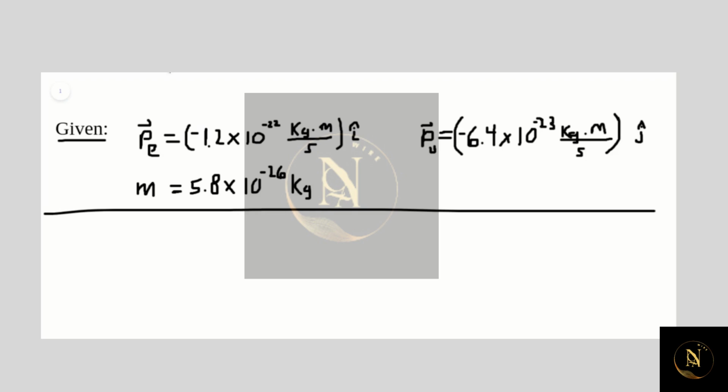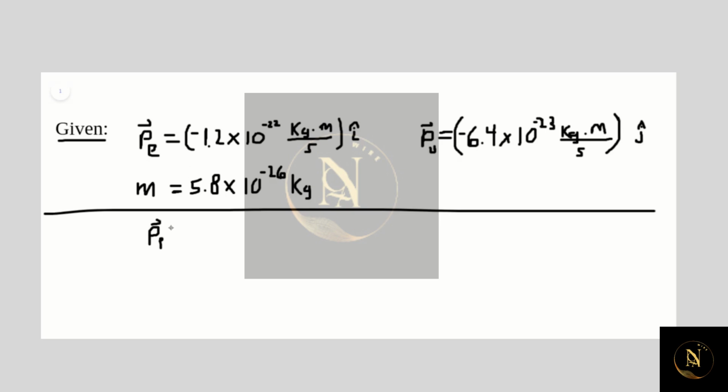Our question says that a certain radioactive parent nuclei transforms to a daughter nuclei by emitting an electron and a neutrino. So the parent nuclei was at rest. So since it's at rest, its initial momentum is 0, and it's at the origin of an XY coordinate system. So X is going to be the I hat direction and Y is the J hat direction.